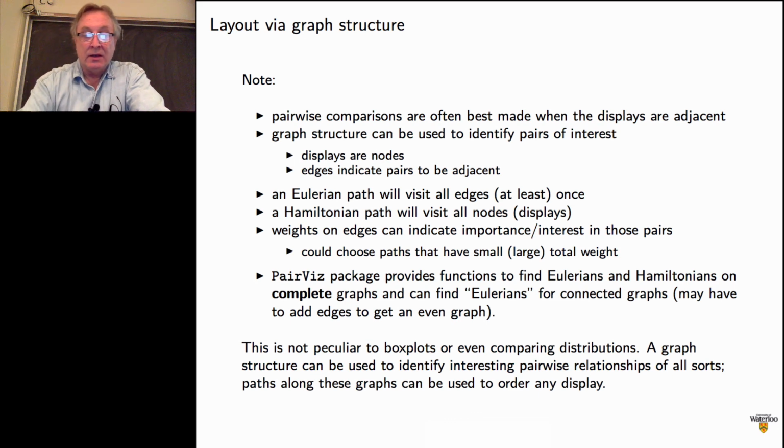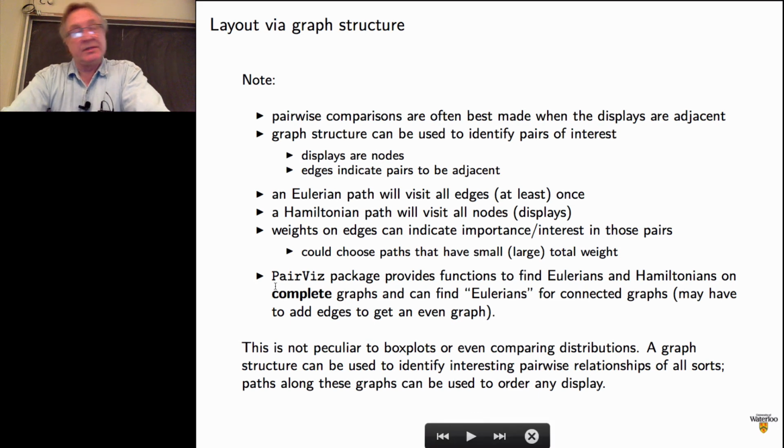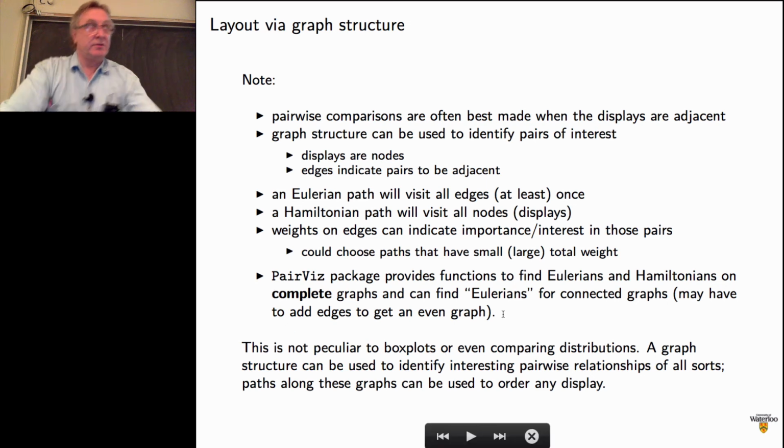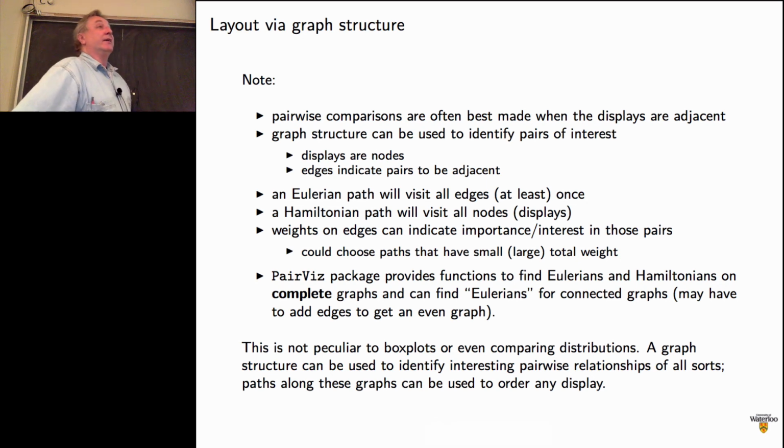Okay? So this Pairwise package allows you to do a lot of this stuff, and that's very handy for laying out displays. I should point out that this is not peculiar to box plots. Obviously, we could have had anything here, densities, whatever you like. It's also not peculiar to comparing distributions. This is just when I want to order displays. It's not necessarily a spatial layout of the display. I may want to order this in time. So I see one display and then the next display, so I see them one after another. It's any way of ordering displays. Okay?